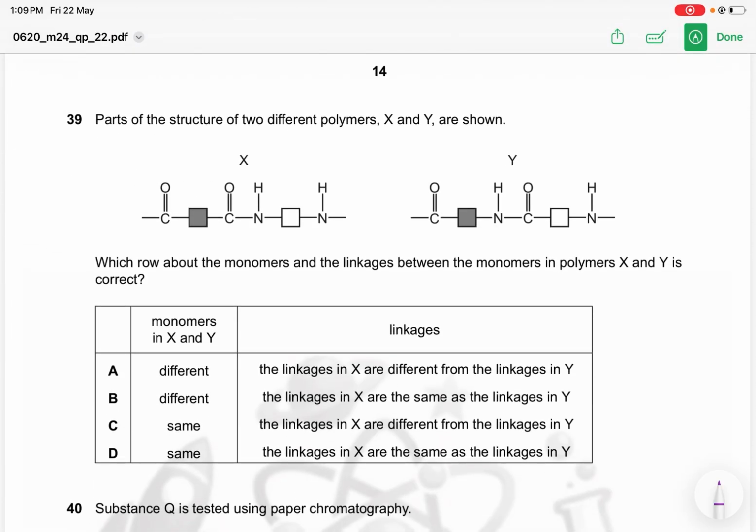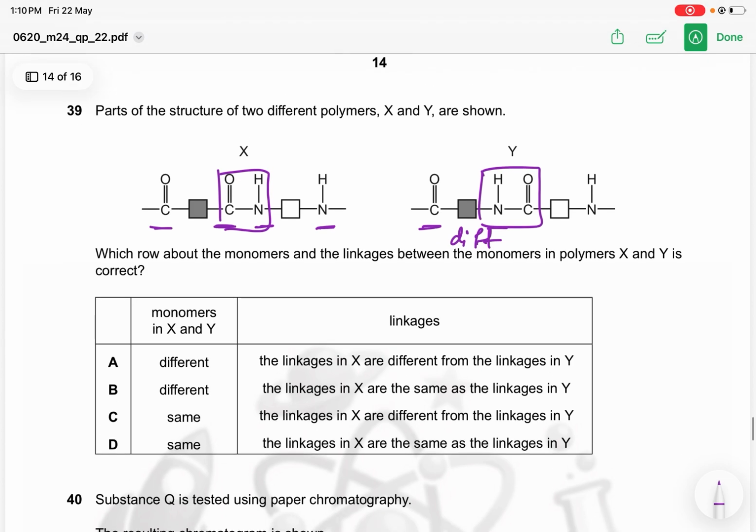39. Parts of the structure of two different polymers X and Y are shown. Which row about the monomers and the linkages between the monomers in polymers X and Y is correct? Now, if you see X and Y, the difference, first of all, you can see that on both sides we have the same functional group, whereas in Y on both sides we have different functional groups. Okay, the linkage between both of them remains the same. So monomers X and Y, they both are different here.